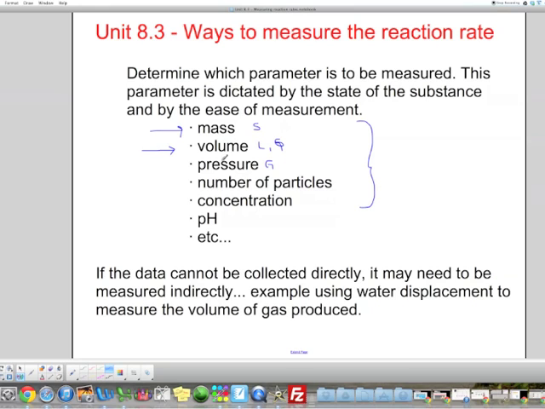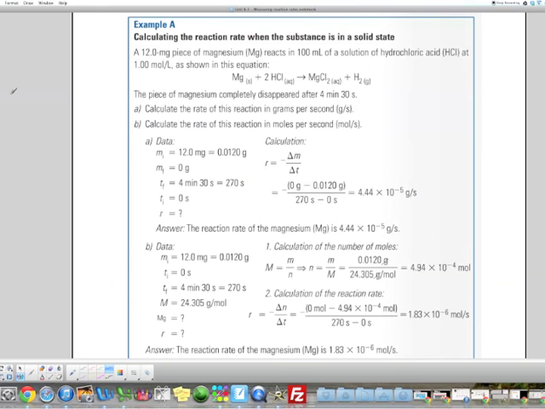Now, how does this translate into a problem? Example A will be dealing with a solid substance. We have a 12 milligram piece of magnesium that reacts with 100 ml of a solution of hydrochloric acid at 1 mole per liter. That is the concentration of the hydrochloric acid right over here. You have your equation. The piece of magnesium completely disappears after 4 minutes and 30 seconds. Calculate the rate of this reaction in grams per second.